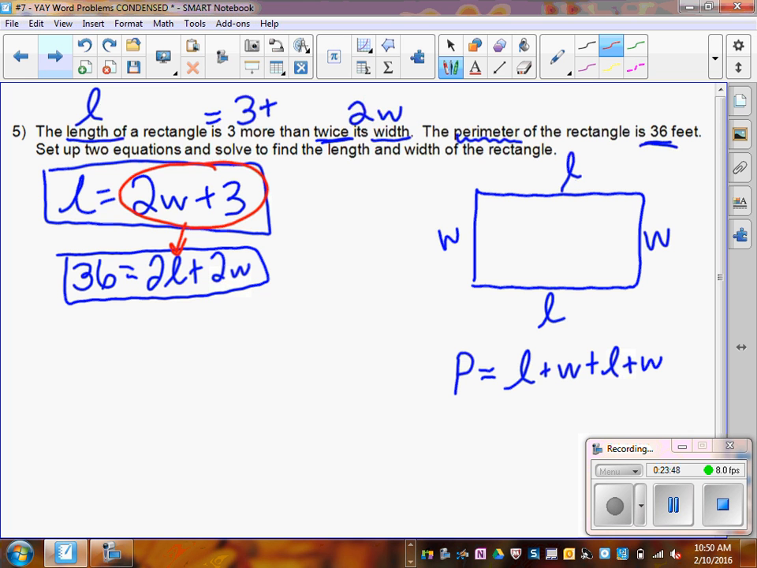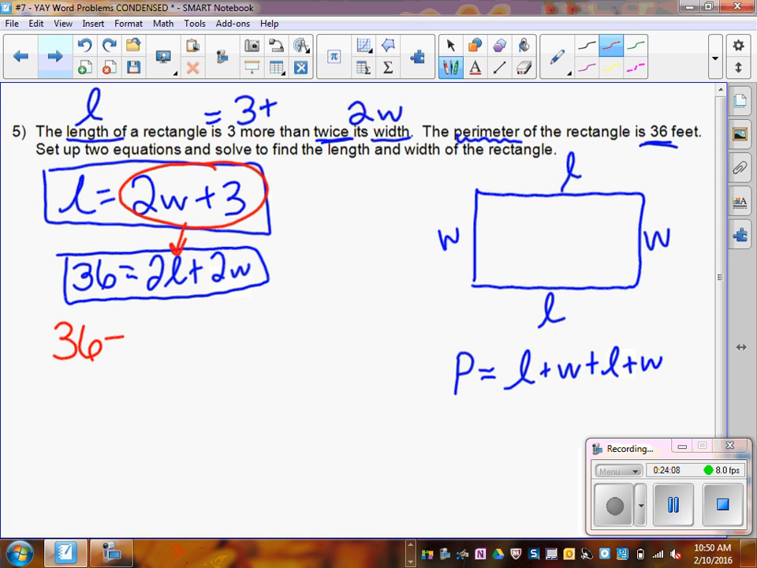You can do elimination, but we would have to rewrite this so that my L's are lined up, my W's are lined up, my constants are lined up. You'd have to subtract your L over and subtract your 3 over. But since it's already solved for L, let's just do substitution here. Let's just do it. All right.